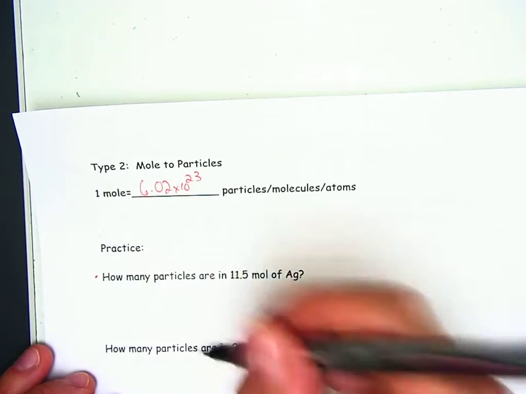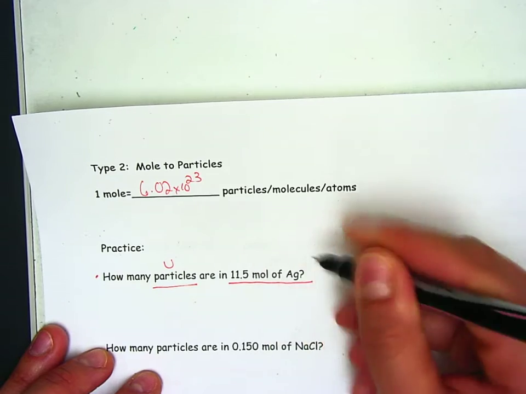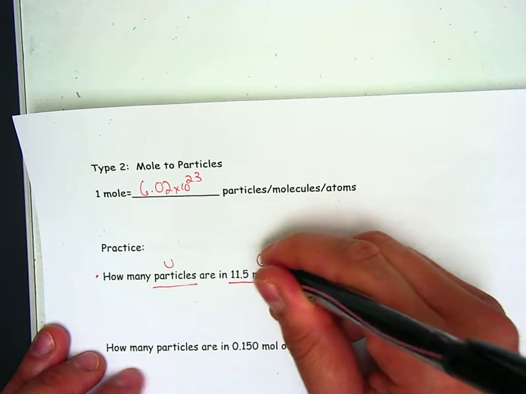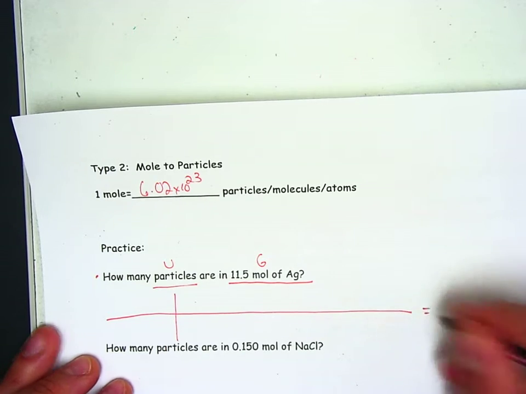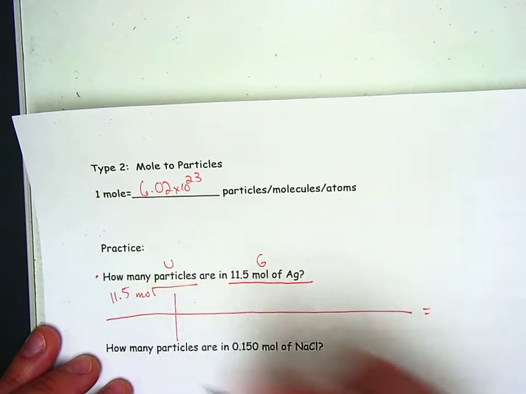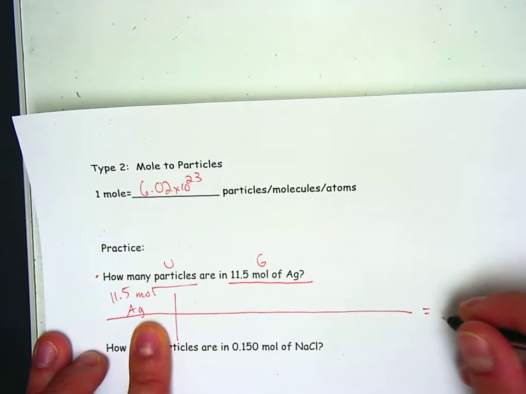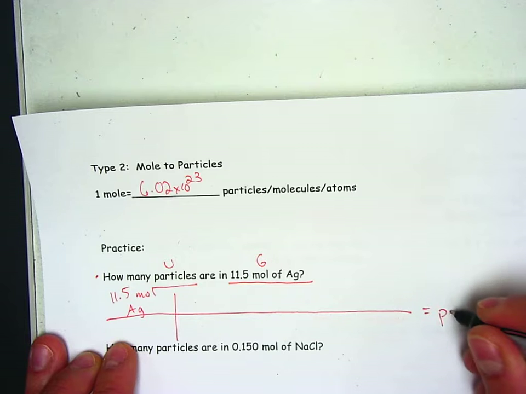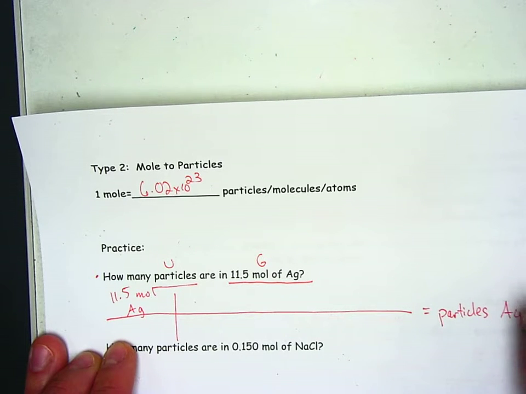All right, so the first problem says how many particles, that's our unknown, are in 11.5 moles of silver. That's your given. The given goes in the top left. And again, you can pause this whenever you need to if things are going fast. Particles goes at the end here. That's what we're going to go to. So put that at the end right away to get your points at least.